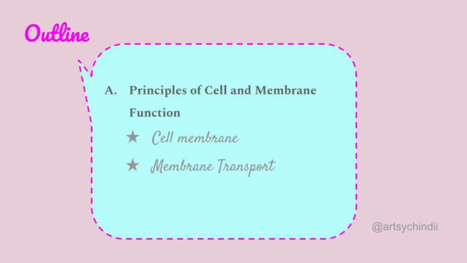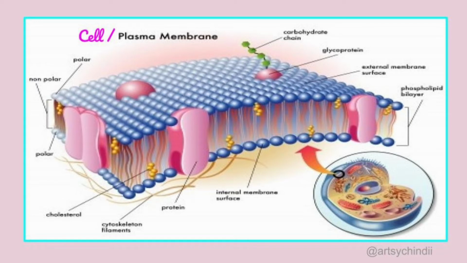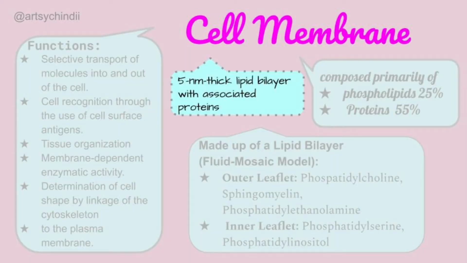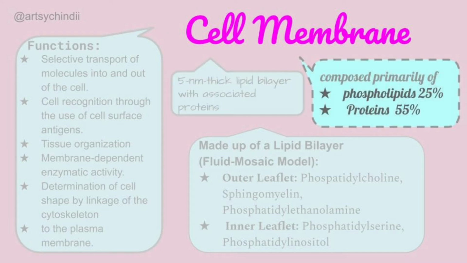For the outline: principles of cell and membrane function, the cell membrane, and membrane transport. So this is an example of the cell membrane or the plasma membrane. The cell membrane has a 5 nanometer thick lipid bilayer with associated proteins. It is composed primarily of phospholipids, which is 25%, and proteins, 55%.